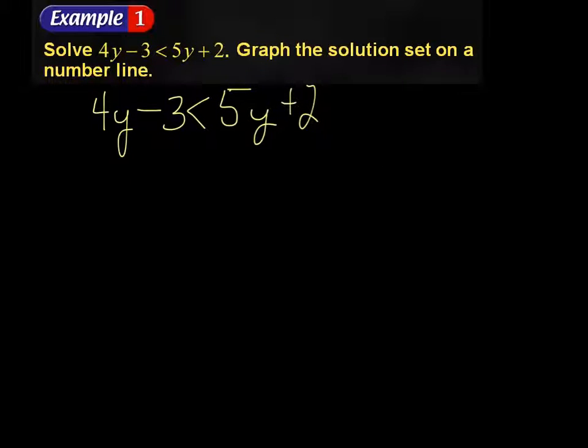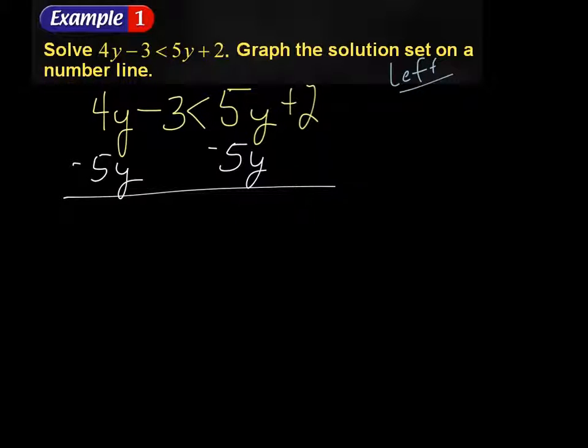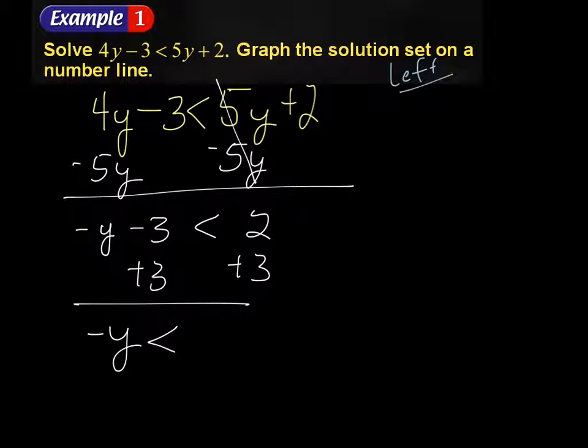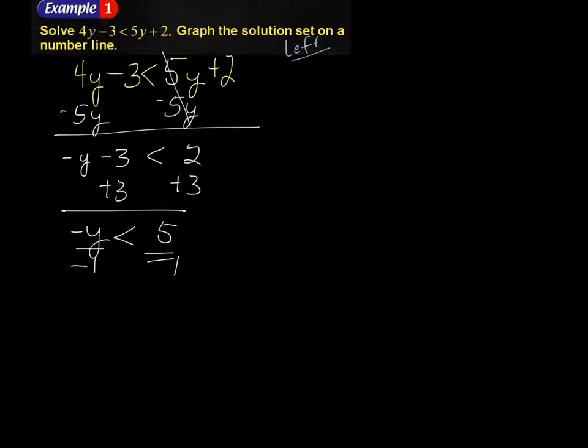To solve, we want to get our variable on one side by itself. So it's nice with inequalities to get our variable on the left. It makes life simpler when you go to graph. So I'm going to subtract 5y from both sides of the inequality. 4y minus 5y is negative 1y. We don't normally write the 1. And the 5y's are gone. And then we just need to add 3 to both sides. So we have negative y is less than 5. And finally divide by negative 1. And big idea to remember, when we divide by a negative, we have to reverse the inequality.